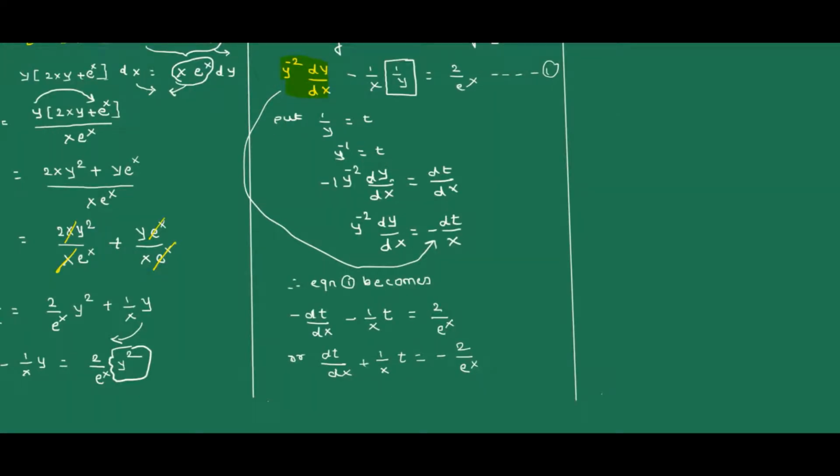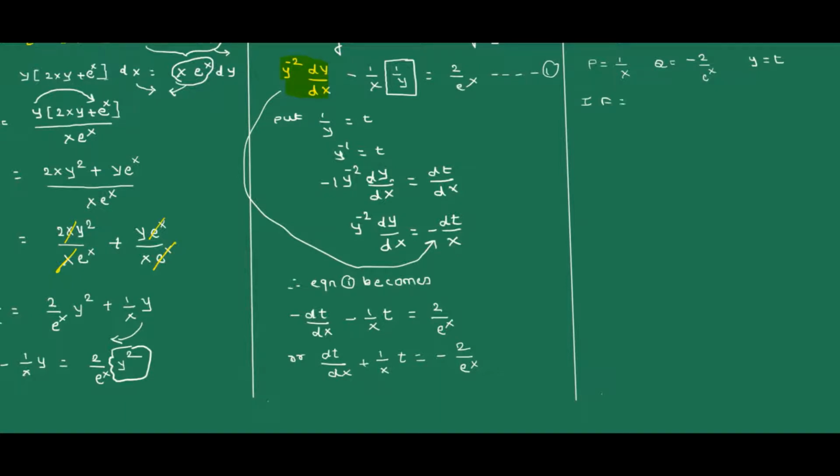So this is of the form dy by dx plus py is equal to q, where p is equal to 1 by x, q is equal to minus 2 divided by e raised to x, and y is equal to t. dy by dx plus py is equal to q. Then what is the integrating factor?